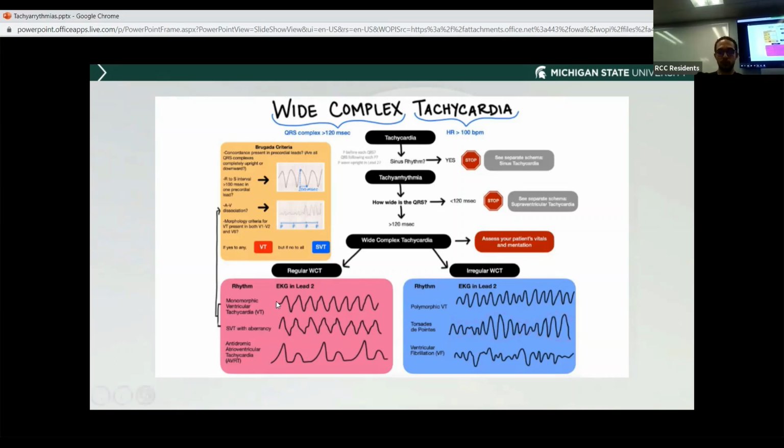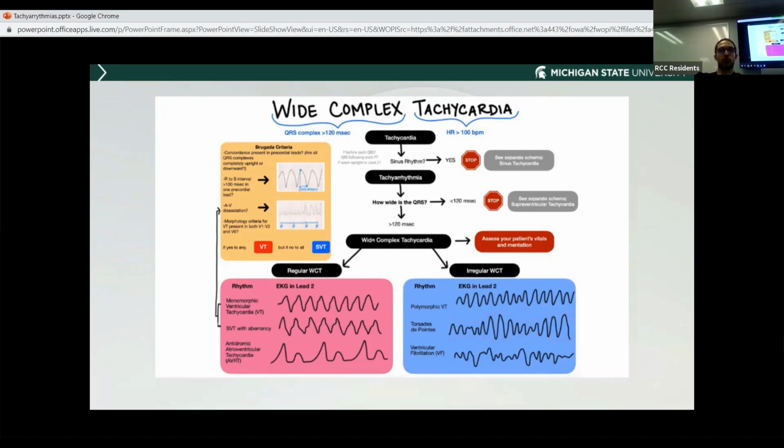So the big question is, okay, I have a wide complex regular tachycardia, how do I differentiate if this is ventricular tachycardia or if it is just a supraventricular tachycardia that has an underlying aberrancy? This will change your management, basically.